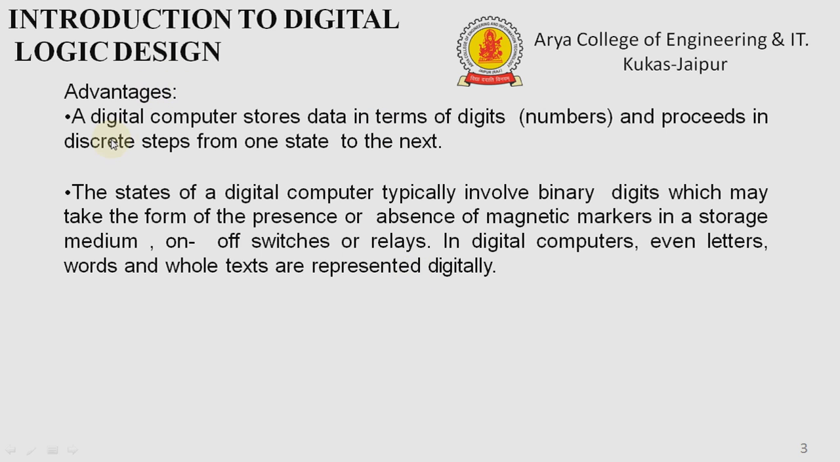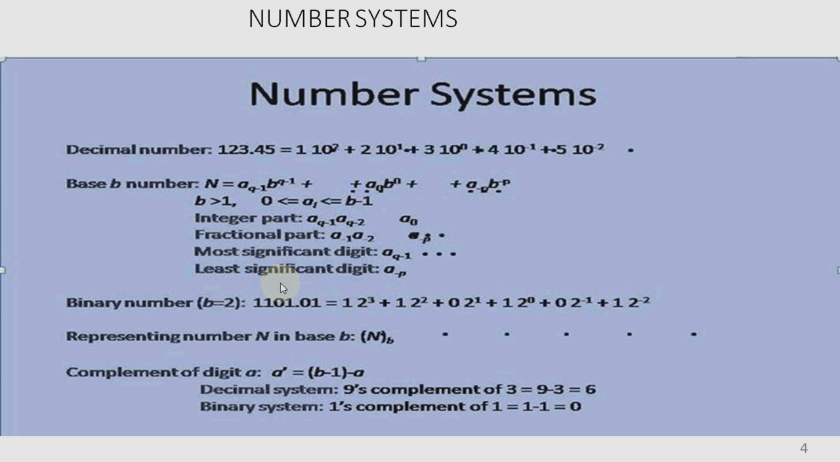The advantage of this system is that a digital computer stores data in terms of digits or numbers and proceeds in discrete steps from one state to the next. The states of a digital computer typically involve binary digits, which may take the form of the presence or absence of magnetic markers in a storage medium, on-off switches or relays. In digital computers, even letters, words, and whole text are represented digitally.